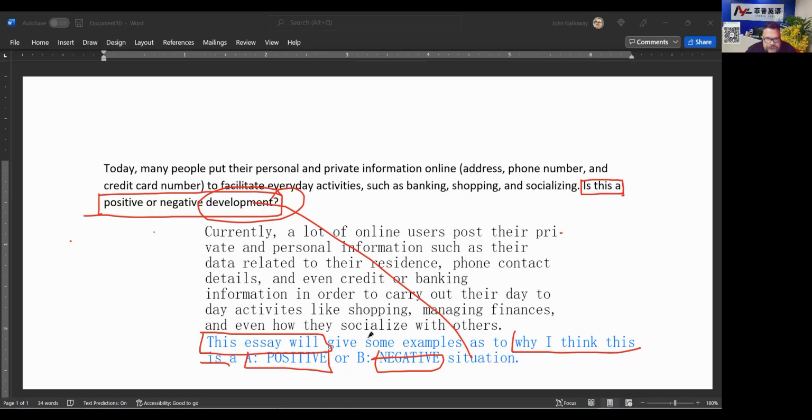And so if this essay will give some examples as to why it's positive or negative, then this is just a quick moment of reflection. I'm a big fan in IELTS of the rule of 3. This has always been sort of my secret for the exam itself, in the sense that, notice we've got a lot of things here. We've got address 1, phone number 2, and credit card number 3 to facilitate everyday activities such as banking 1, shopping 2, and socializing. Notice that the series here is 1, 2, and completed. It's not "and so on" or "etc." or "anything" or "everything." Don't do that. Please be specific with your series: 1, 2, and 3.